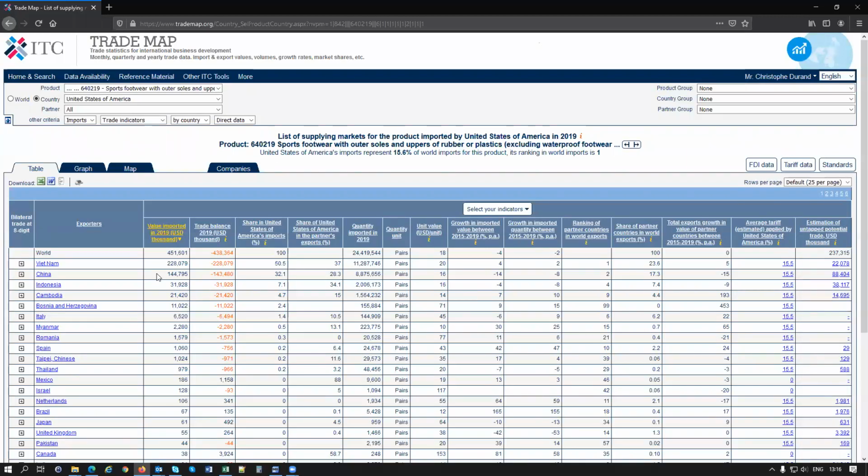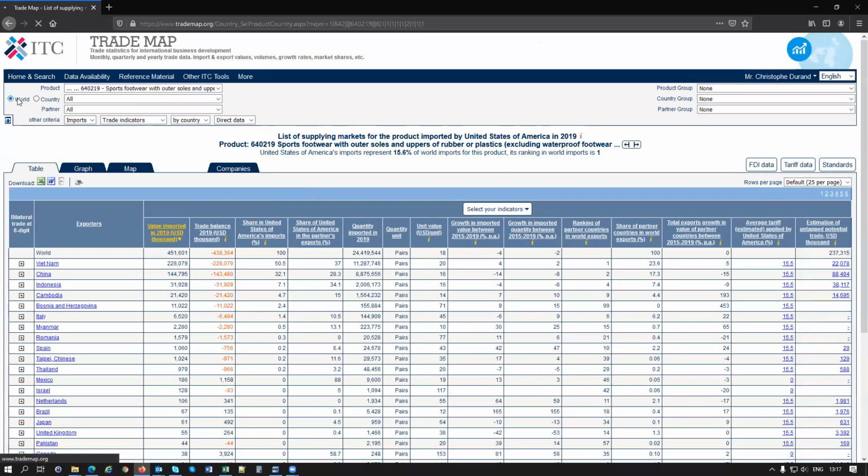Yes, absolutely. So here, in the particular case of the USA, you have noticed that the quantity is mentioned in pairs of shoes. So that's how the USA has reported their statistics. Now the thing is, in international trade statistics, there are some standards to report the data, and actually pairs of shoes is not a standard.